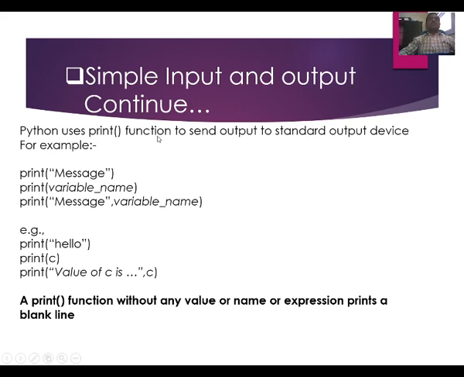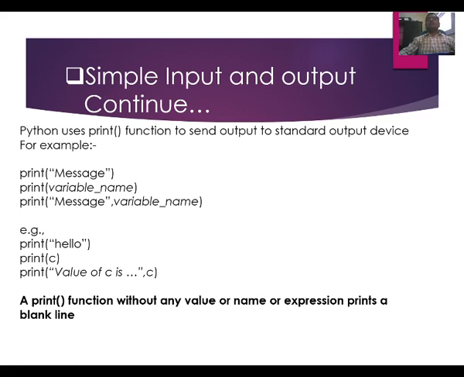Python uses the print function to send output to the standard output device, which means our monitor, our screen. Simply, we can write print message, and it will display a message. Print variable name will display the value of the variable. Print message, variable name, we can write a message along with the variable name, and it will display the message and the value of the variable. For example, print hello will display only hello.